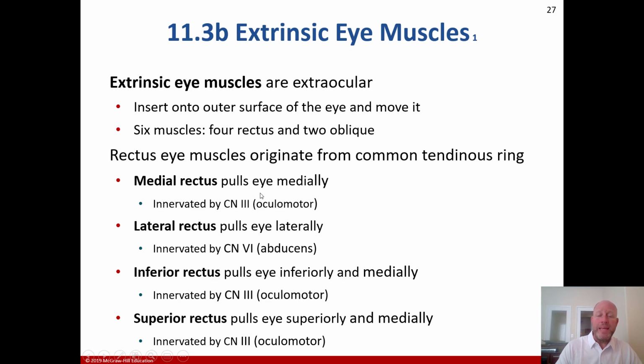Medial rectus pulls the eye medially, toward the middle or toward the midline, right? It's innervated by CN3, the oculomotor. And of course, the lateral rectus pulls the eye laterally, innervated by CN6, abducens. Inferior rectus pulls the eye inferiorly and medially, innervated by CN3 oculomotor. And the superior rectus pulls the eye superiorly and medially, innervated by CN3 oculomotor.